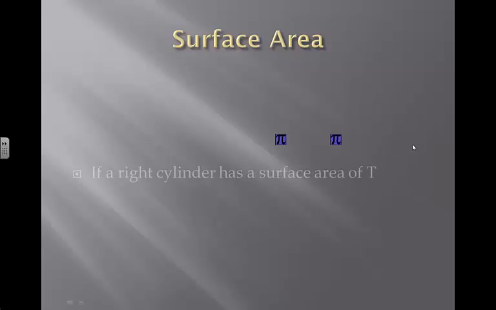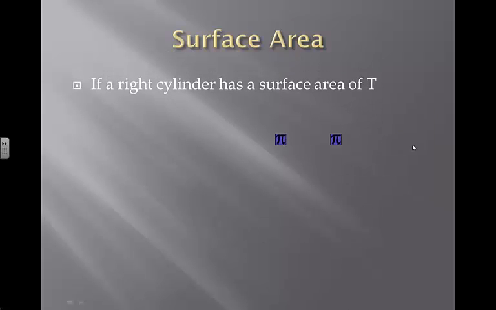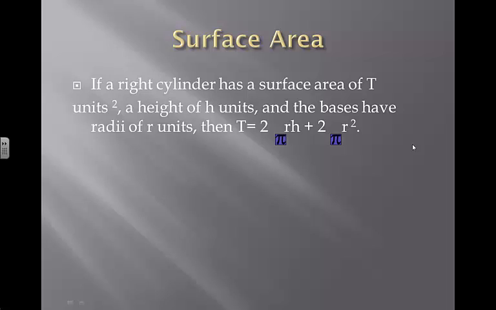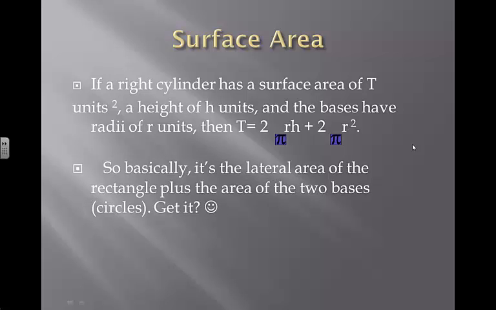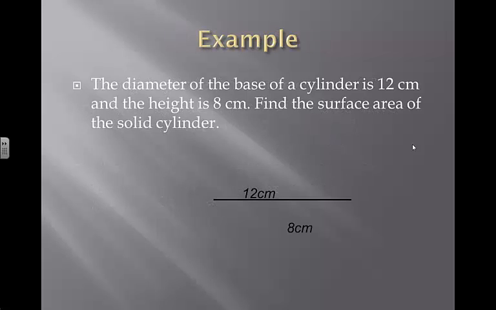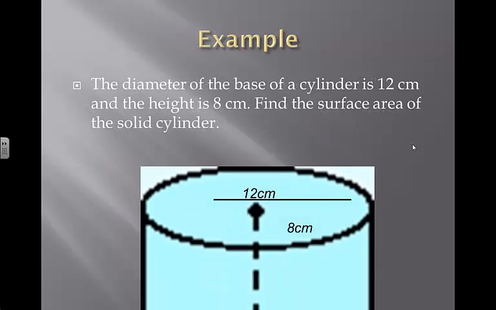Okay, so surface area. If a right cylinder has a surface area of t units squared and a height of h units, and the bases have radii of r units, then t equals 2 pi r h plus 2 pi r squared. So basically it's the lateral area of the rectangle plus the area of the 2 bases. Get it?